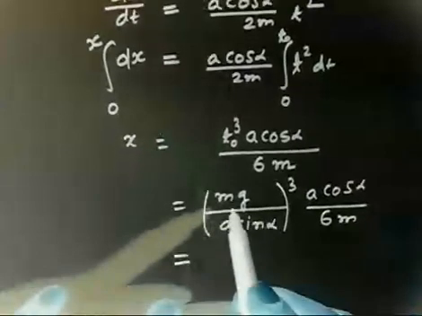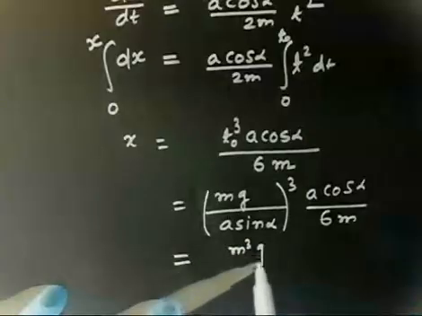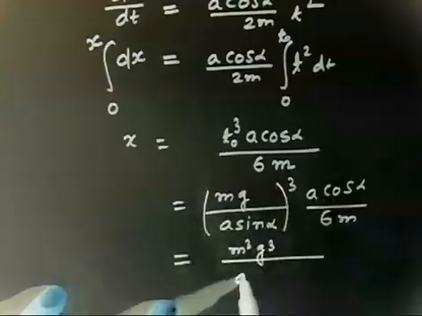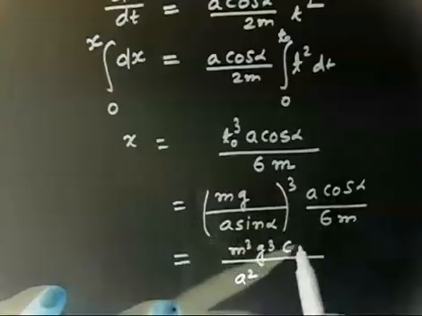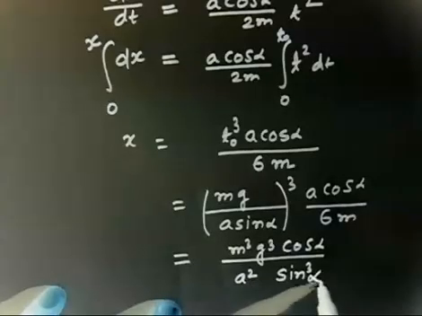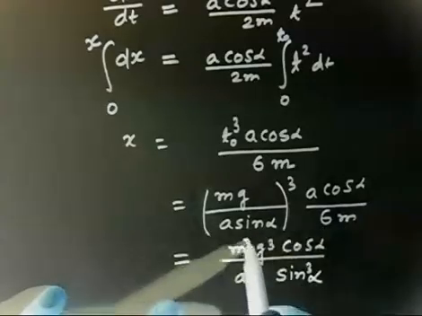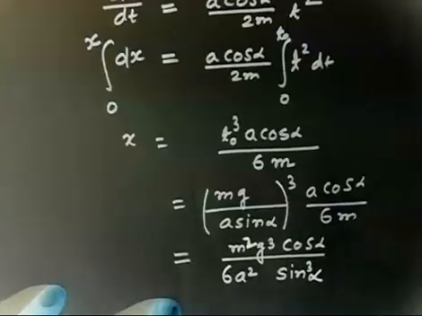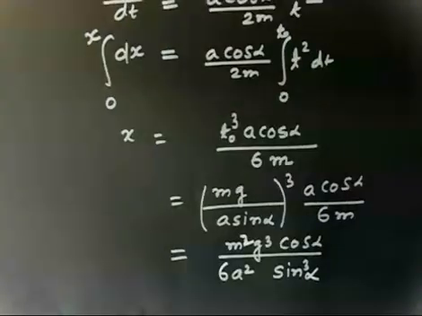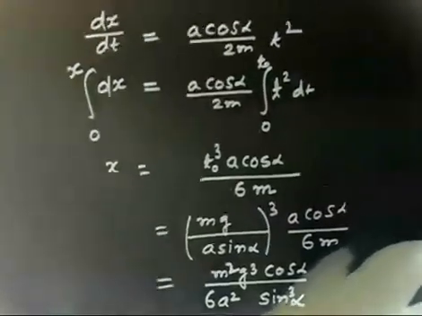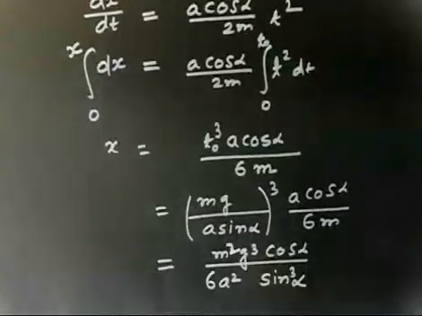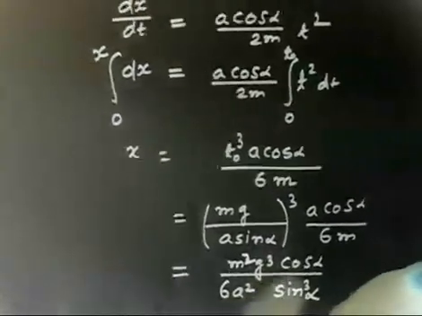So this is m cube g cube, and here you have a cube, that is 1 a cube, and so this is a square. Cos alpha on the top, and on the bottom you will have sin cube alpha, and 1 m also cancels out, so you will have m square and then 6. So you will have m square g cube cos alpha by 6 a square sin cube alpha. Are you getting? So what we have done, we have integrated 2 times. So let us write it, and then we will go for the next part so that you can also write that one.